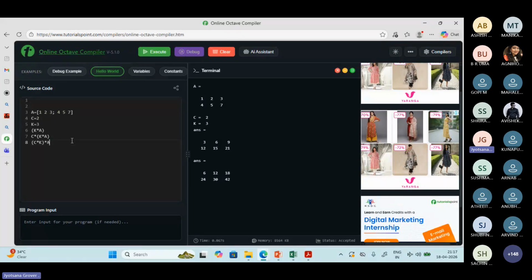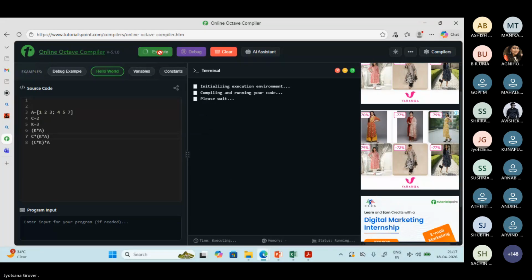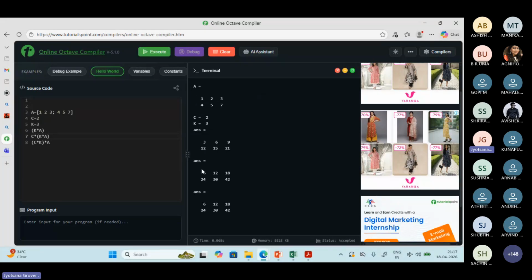That means C into K is 6. So you should get 6 into 1. I'll show you. See, C into K is 6. So now you multiply every matrix entry by 6. So 6 into 1 is 6. 6 into 2 is 12. 6 into 3 is 18. 6 into 4 is 24. 6 into 5 is 30. 6 into 7 is 42.